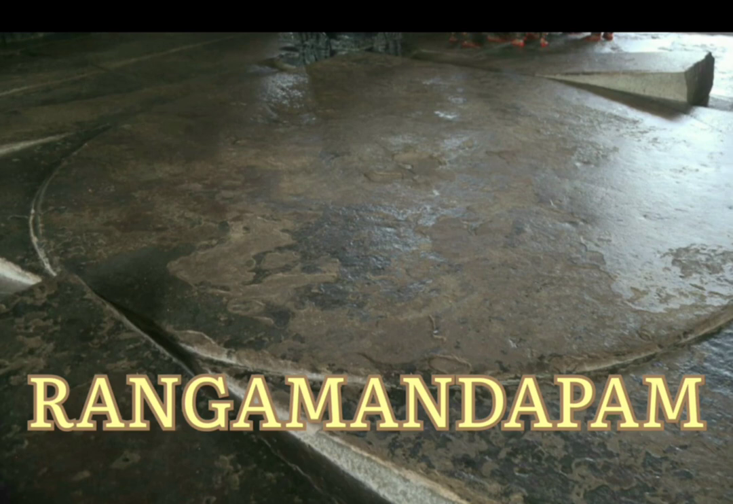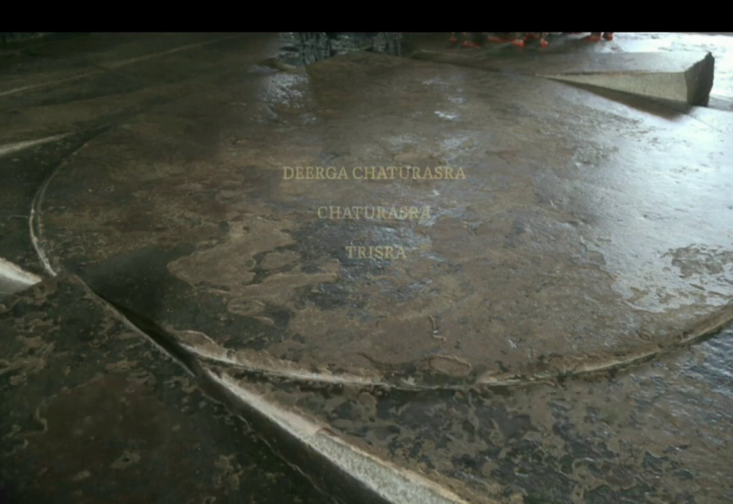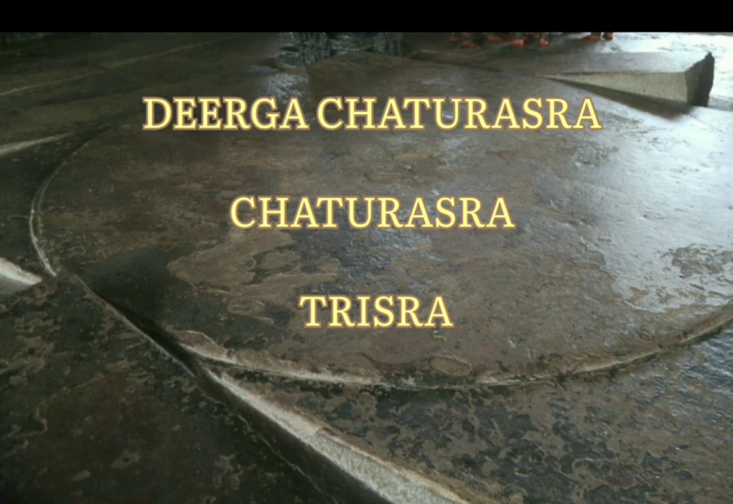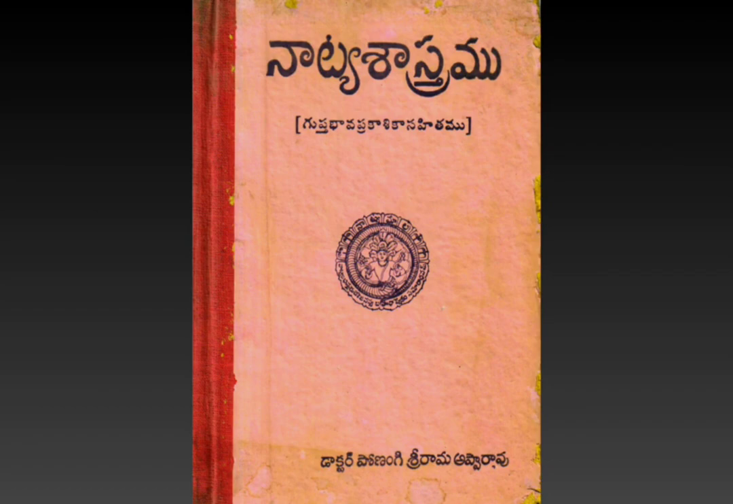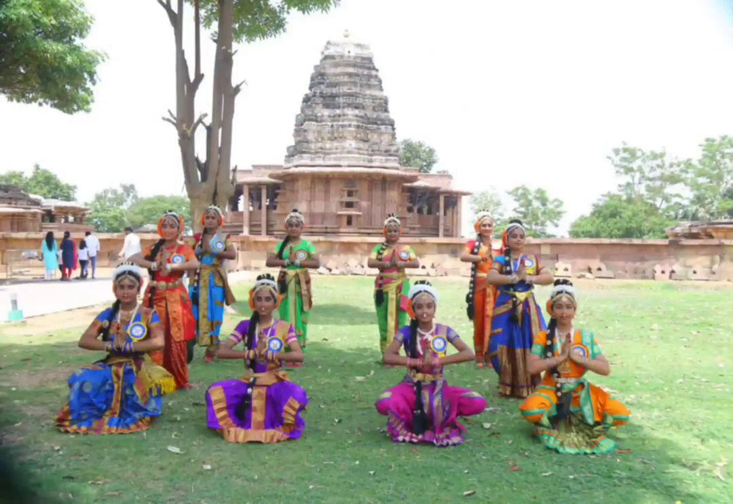Rangamandapam, the dance podium. It is divided into three types, namely Dirgha Chaturasra, Chaturasra and Trisra. These descriptions are in accordance with Bharatamuni's composed Natya Sashtra. Dirgha Chaturasram, the rectangular stage. It is a stage with 64 by 32 dimension.